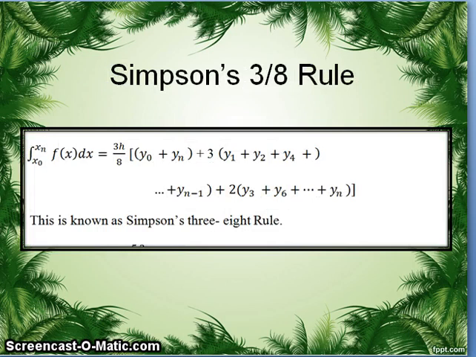And Simpson's 3/8 formula is given by integral x0 to xn f of x dx is equal to 3h by 8 into y0 plus yn plus 3 into y1 plus y2 plus y4 plus etc. plus yn minus 1 plus 2 into y3 plus y6 plus etc. plus yn. This shows the Simpson's 3/8 rule formula.